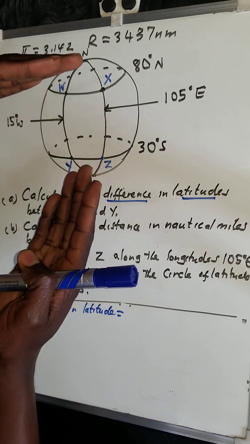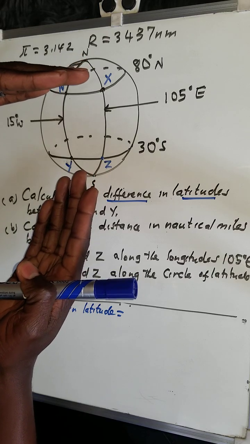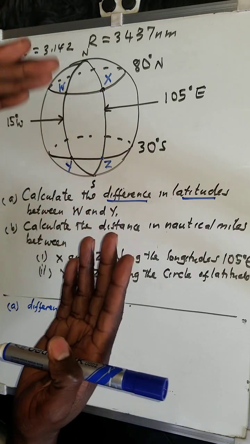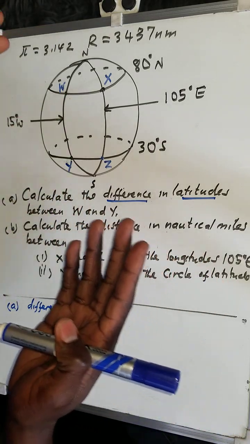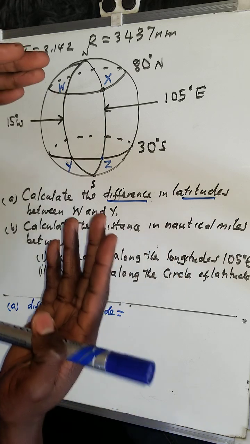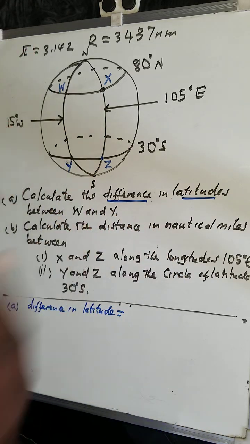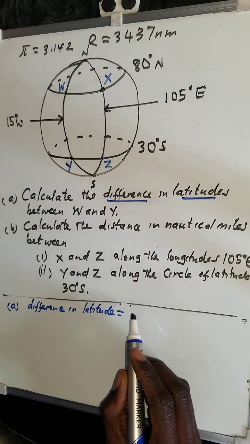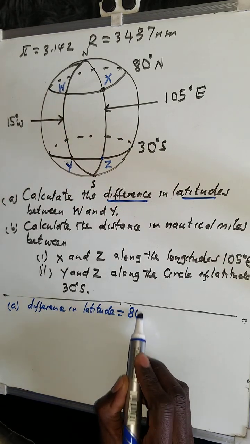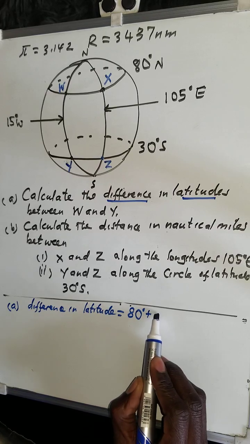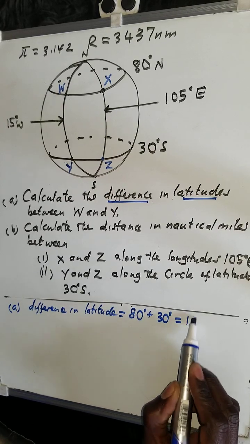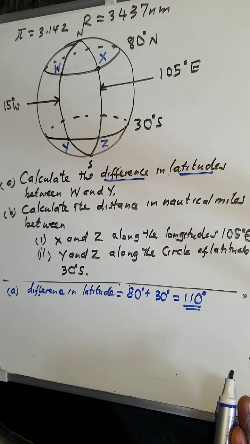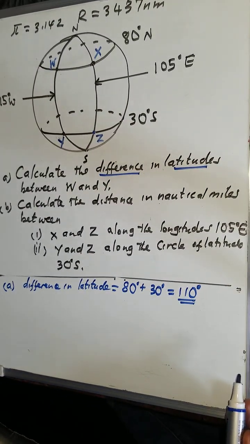Now it simply means that if 2 points are on different sides of either the equator or the Greenwich meridian, north, south, west, east, if they're on different sides, you simply add to find the difference. But if they're on the same side, you simply subtract. So in this case, because this is north and that is south, we definitely need to add. That is going to be 80 degrees plus 30 degrees, which gives us 110 degrees. So that is the difference in latitude. That is what you need to remember there.